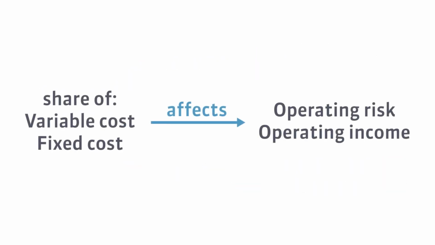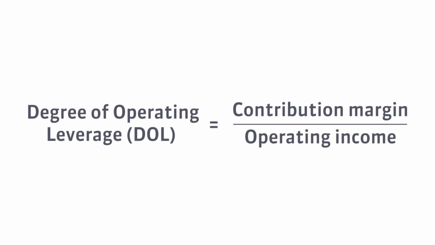Therefore, a share of fixed and variable costs affects the operating risk and operating income. And last but not least, the degree of operating leverage is measured by dividing the contribution margin by operating income.